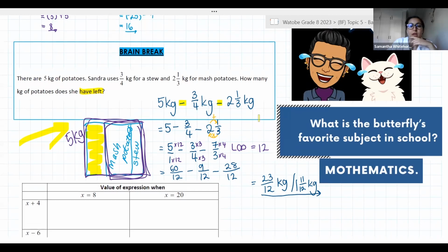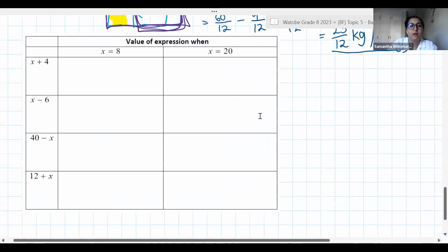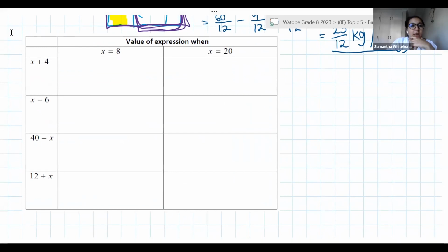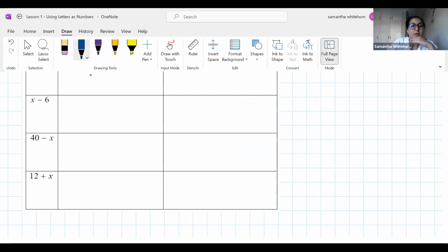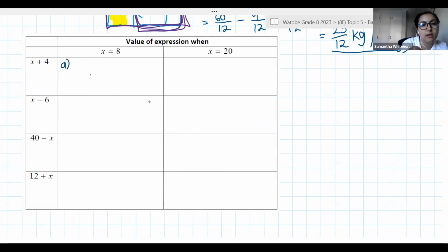Alrighty, let's carry on with our algebra though. What I want you guys to try, and this is following on from the substitution situation that we had, is fill in this table. Now, there's not really any logic to this, so let's add some letters here.